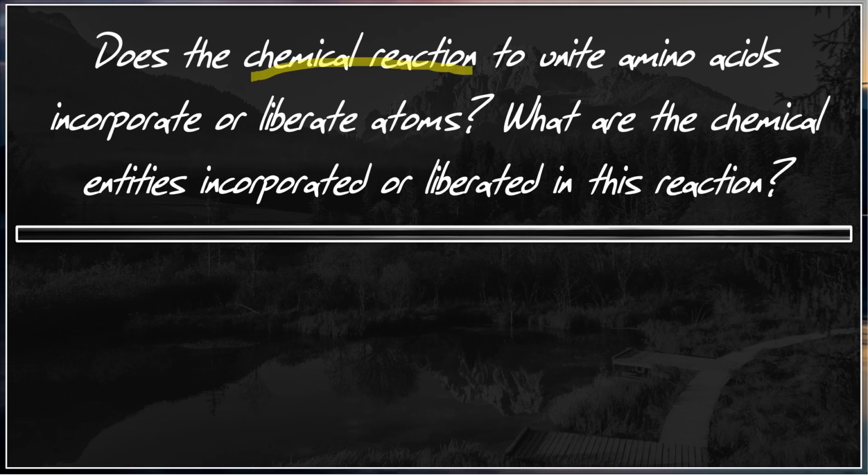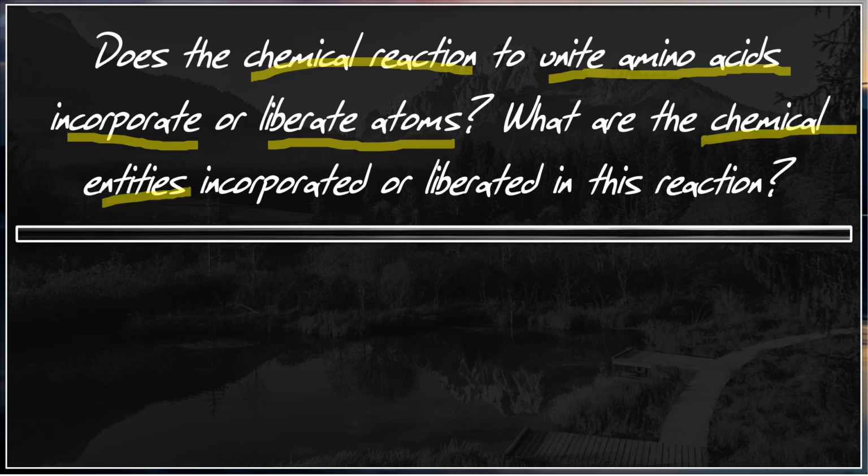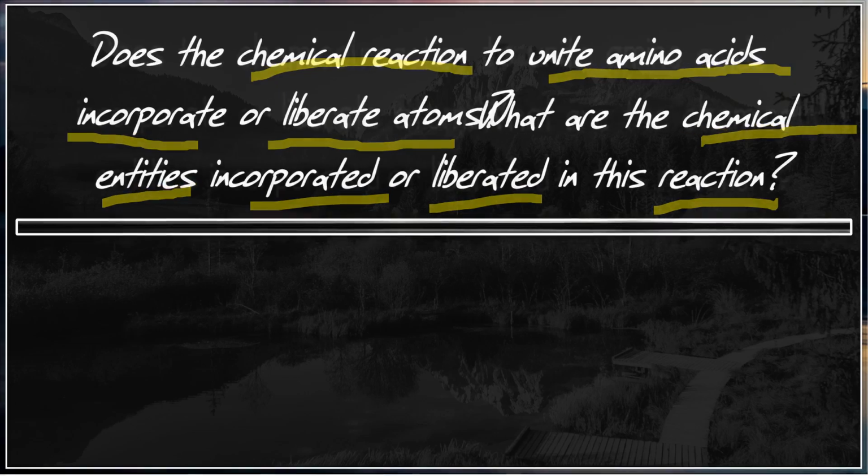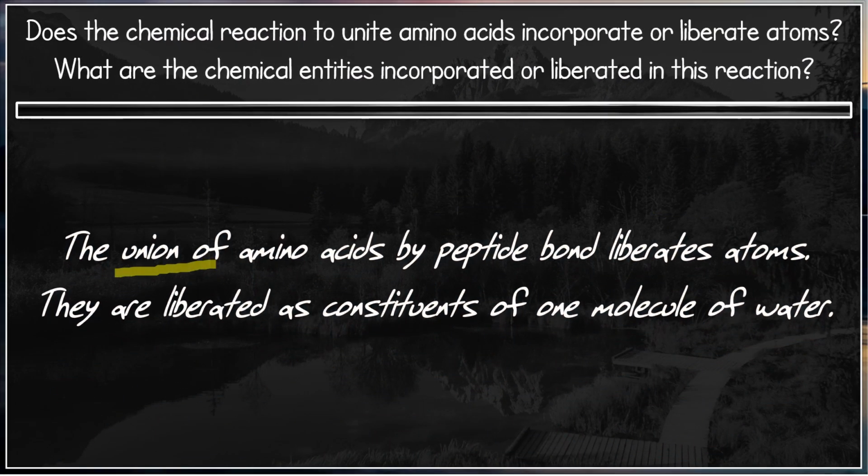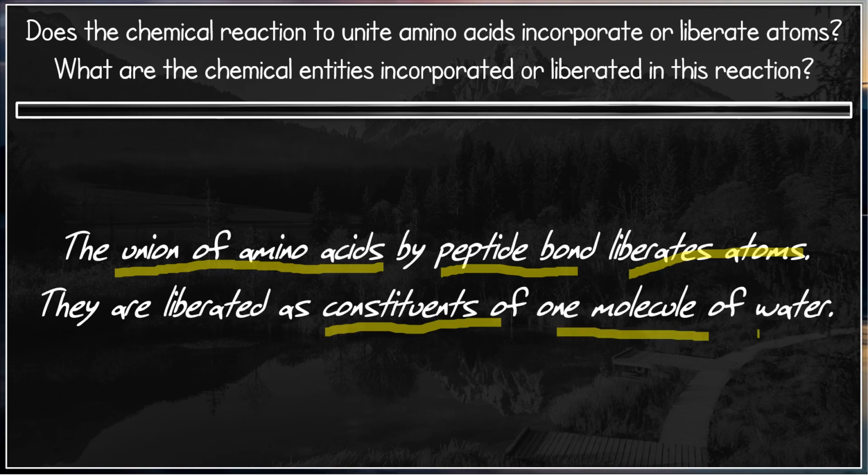Does the chemical reaction to unite amino acids incorporate or liberate atoms? What are the chemical entities incorporated or liberated in this reaction? The union of amino acids by peptide bond liberates atoms. They are liberated as constituents of one molecule of water.